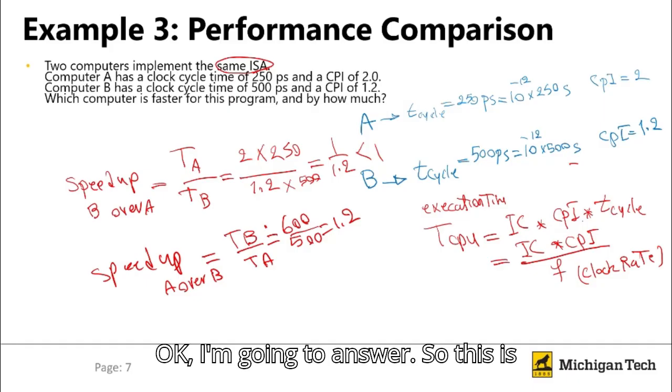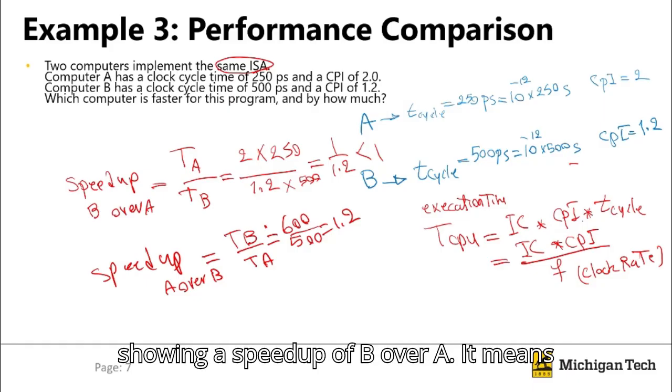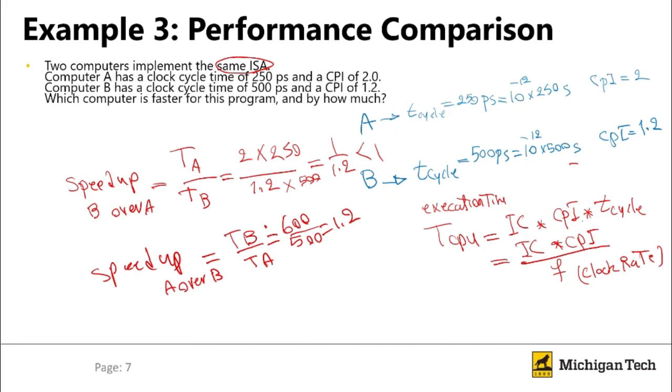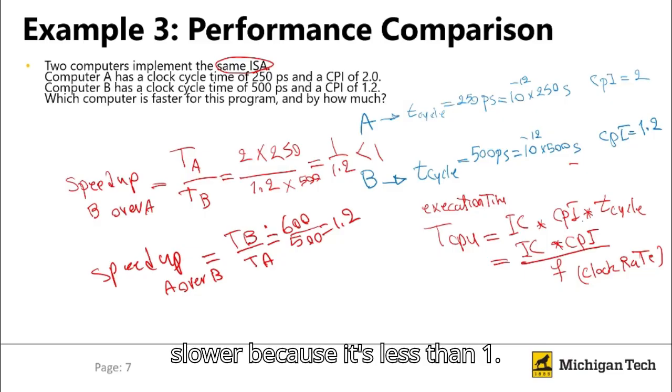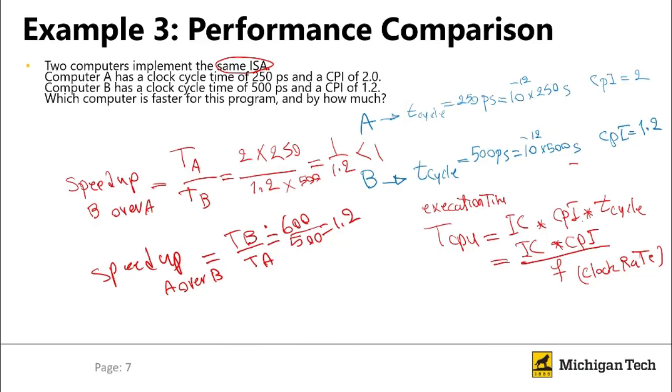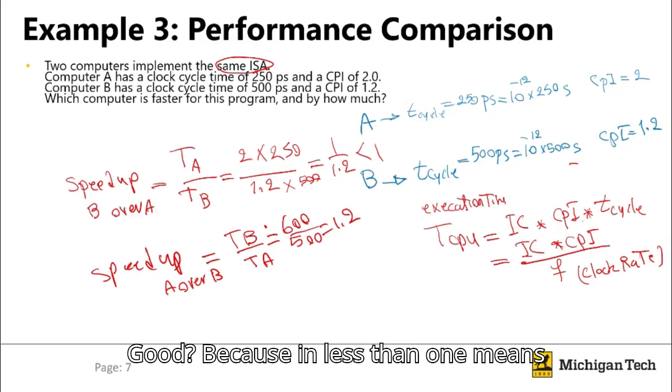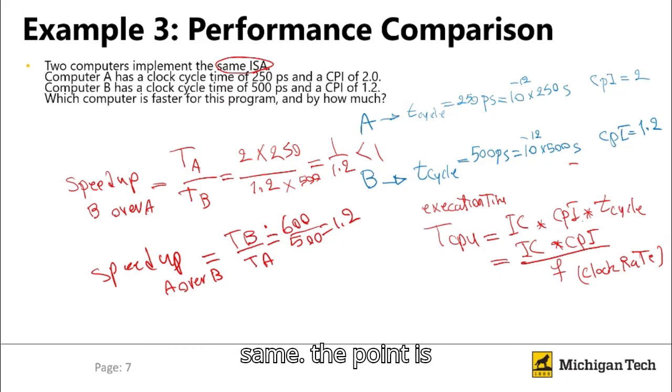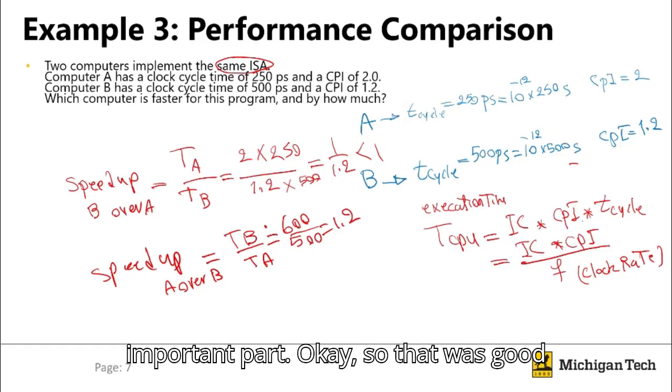Okay, I'm going to answer. So this is showing a speedup of B over A. It means computer B is 1 over 1.2 as fast, so it's slower because it's less than 1. Good? Yeah, the point is this which over which. This is the important part. Okay, so that was a good example.